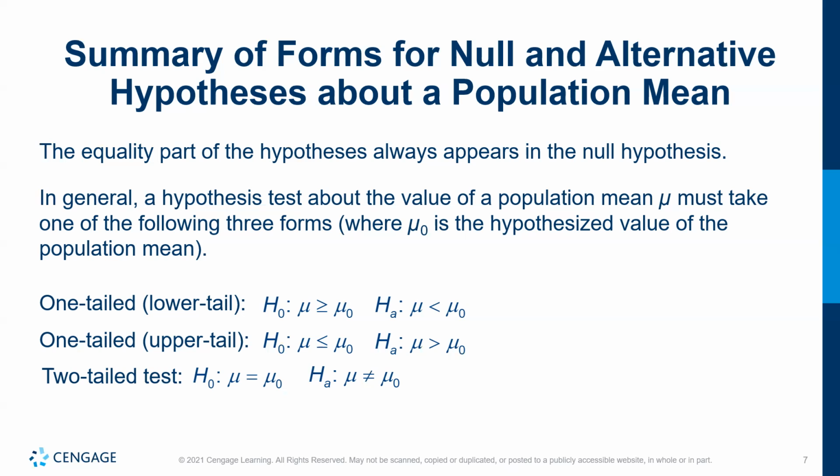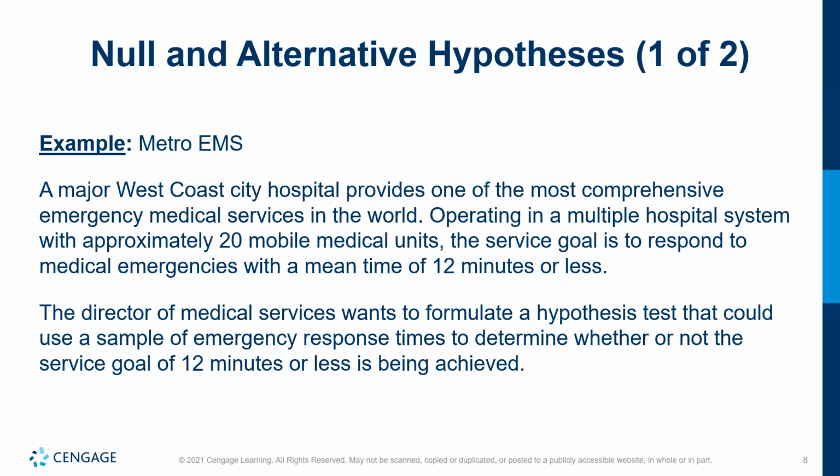Also recognize we're still in the same boat of dealing with a population mean or a population proportion that we're trying to estimate. And if we're dealing with a mean, we either know the population standard deviation, sigma, or we don't know it. Okay, so that still applies here. All right, so let's look at an example, Metro EMS. A major West Coast city hospital provides one of the most comprehensive emergency medical services in the world.